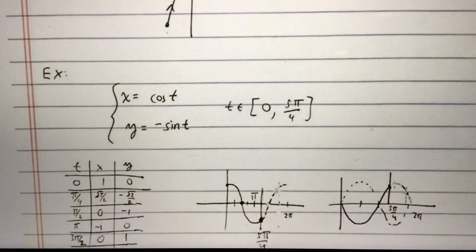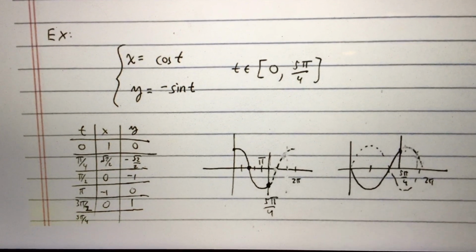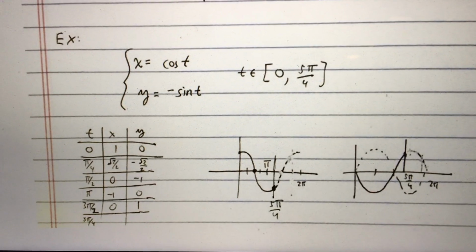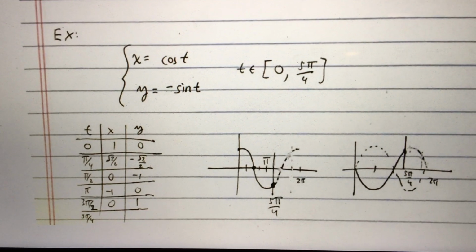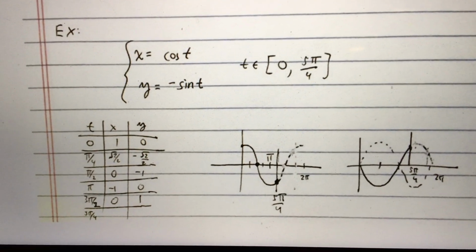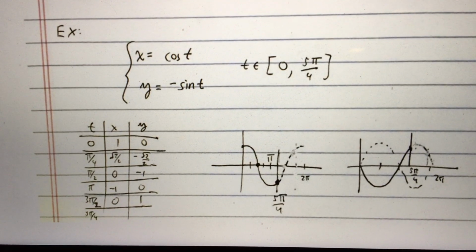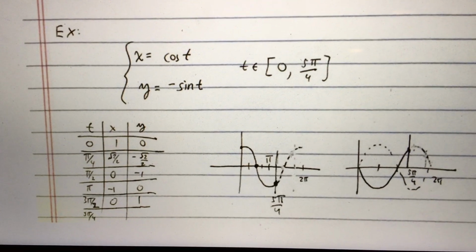There's another pretty common example. If you have x equals cosine t and y equals negative sine t, for t an element of [0, 5π/4]. Interesting. All right, so we'll look at that one next.